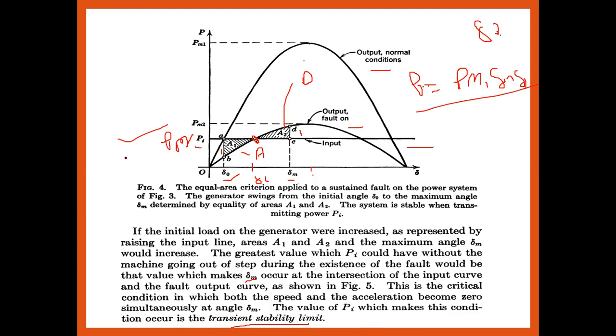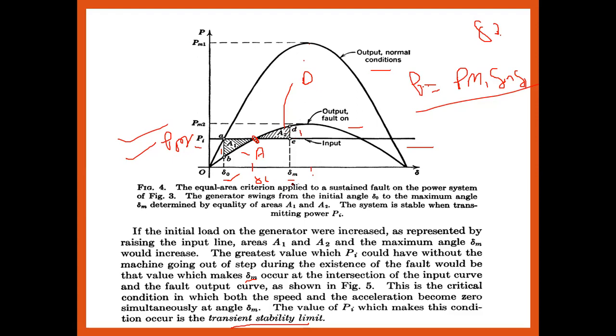So here, as it is a sustained line fault, the mechanical input to the motor should be constant in that case. So this is the condition under which point C plays a very important role, where we get the intersection of that input curve with the faulted output curve. So this is the critical angle, and the speed and acceleration become zero simultaneously at angle del m. So what will the speed and angle be?